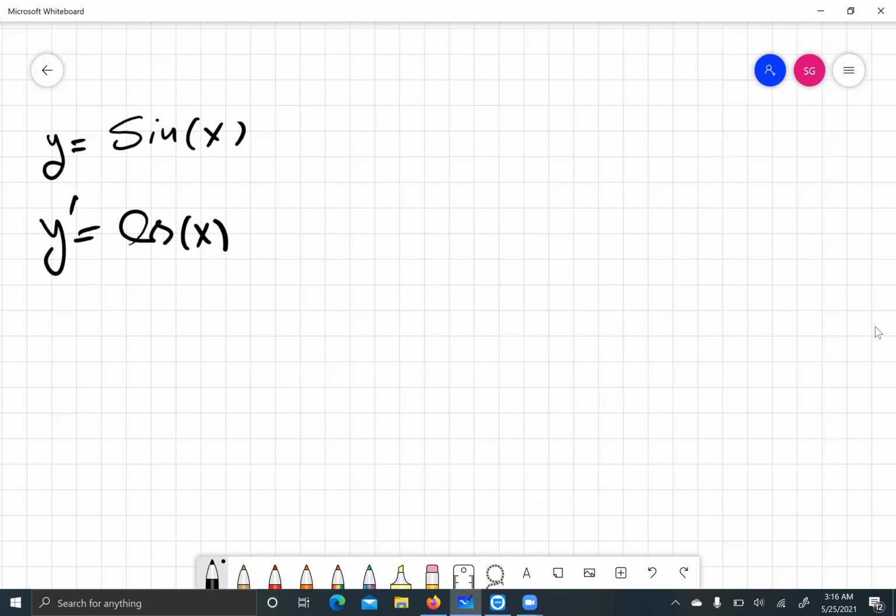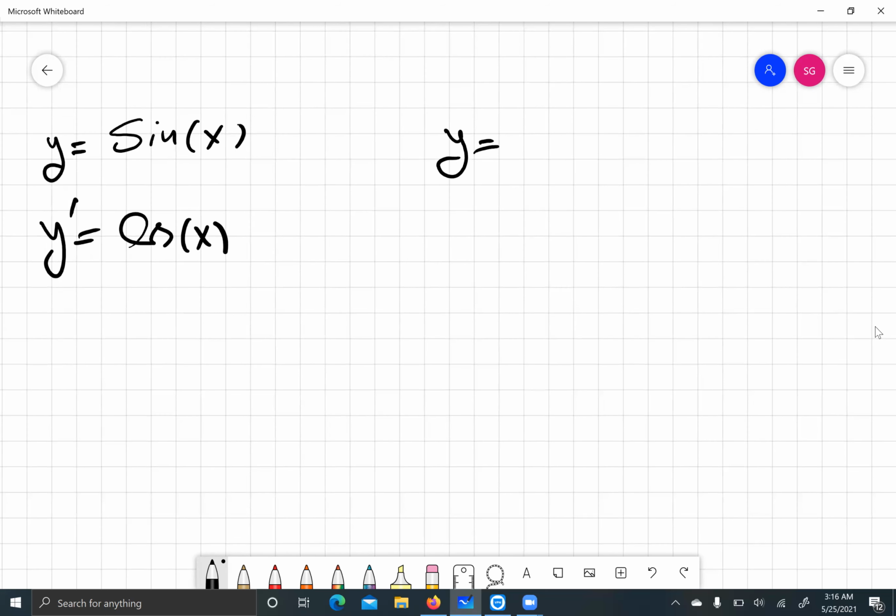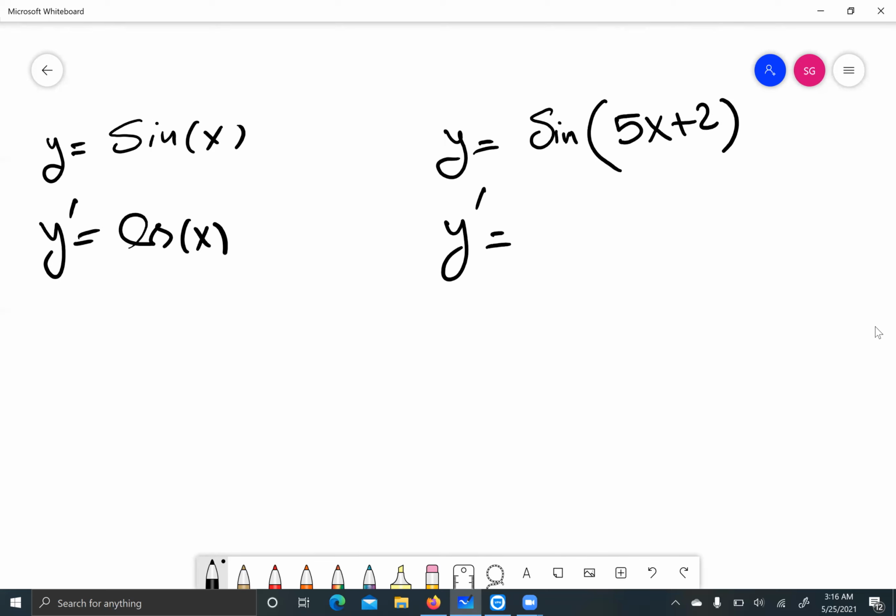But if you remember, sometimes the function was more complicated. For example, it was sine of 5x plus 2. And we couldn't just simply say, okay, this is sine, so the derivative is cosine. No, because the function is no longer a basic function, this function is a composition function. So you have two functions, the outer function, which is the sine function, and then there is an inner function, which in this case is a linear function.